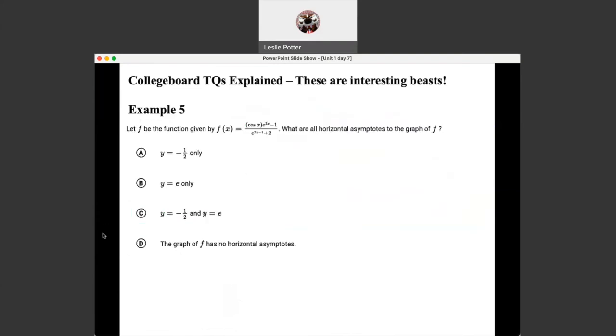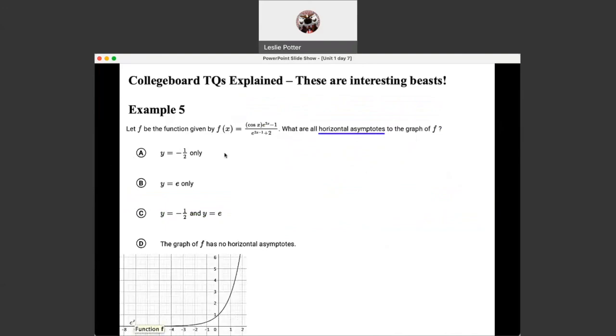Okay, let's take a look at example 5. So we have let f be the function given by f of x, and this function's a rational expression, it's cosine times e to the 2x minus 1 divided by the quantity e to the 2x minus 1 plus 2. What are all the horizontal asymptotes?